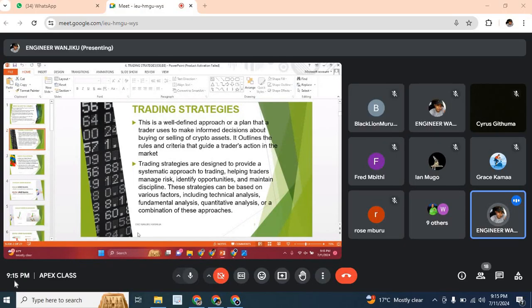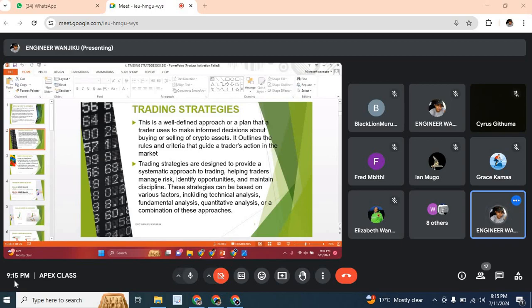So trading strategies are designed to provide a systematic approach to trading, helping traders manage risk, identify opportunities, and maintain discipline. These strategies can be based on various factors, which include technical analysis. Technical analysis is everything you do that entails the charts. So that is what we call technical analysis.